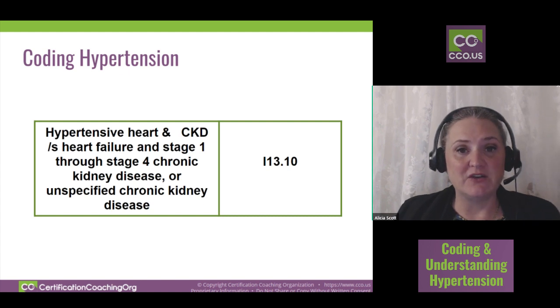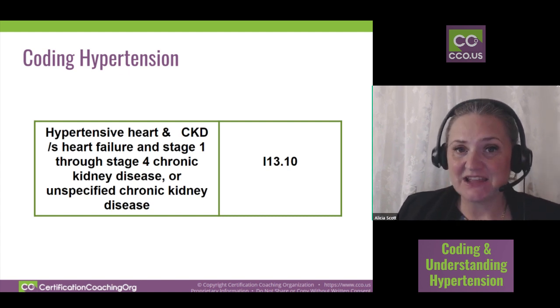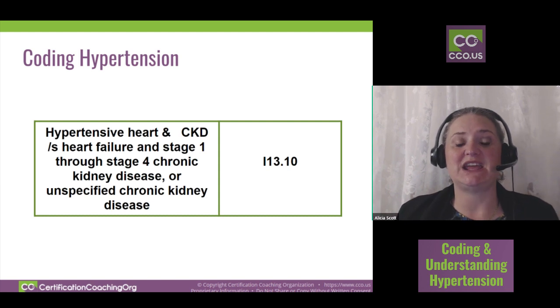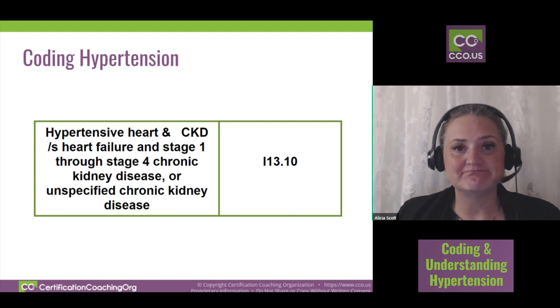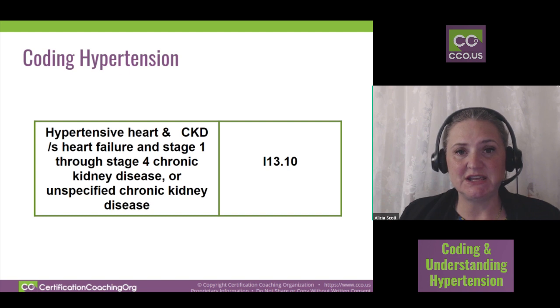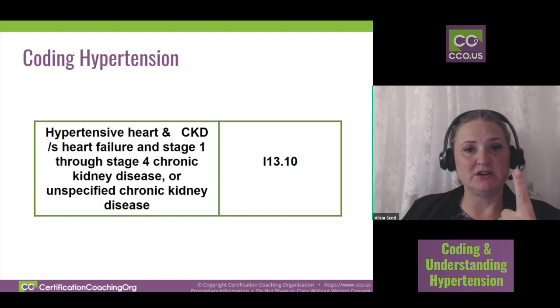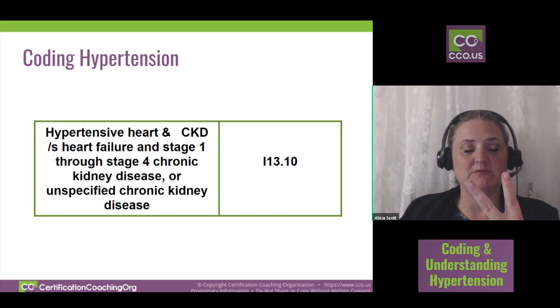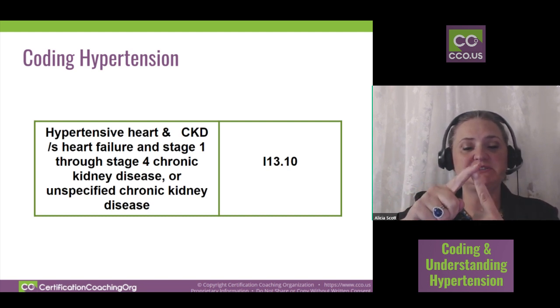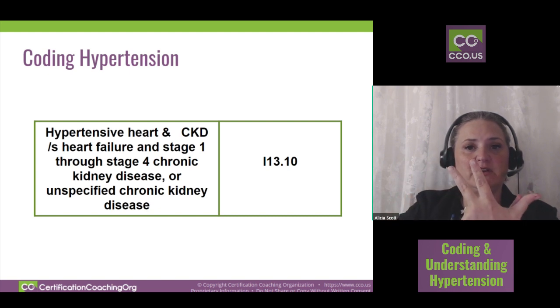And whenever you code CKD, you will always code a stage. Always. CKD will give you a stage: 1, 2, 3, or 4. Now, if you have stage 5 or ESRD, then it's a little different. So let's break it down one more time. Hypertensive heart, CKD, and so we've got hypertension, CKD, heart failure, without heart failure. 1, 2, 3.